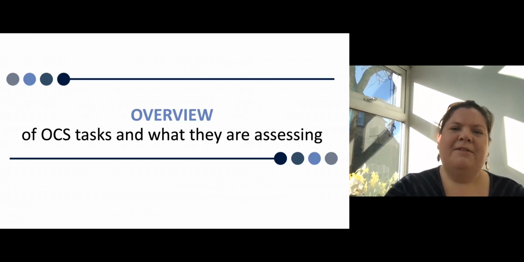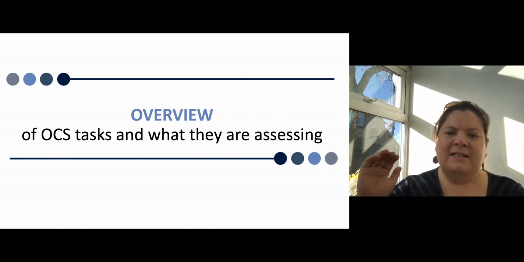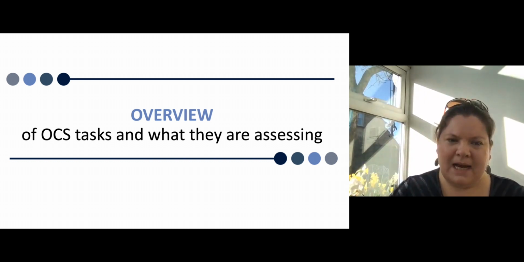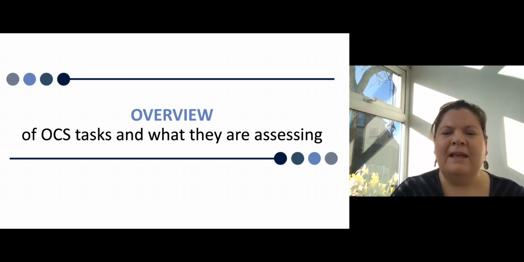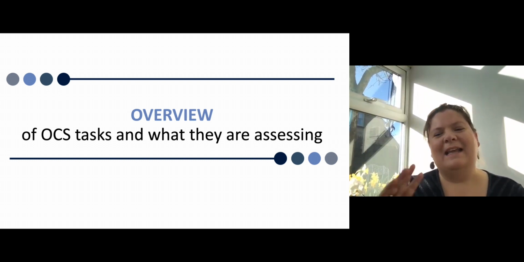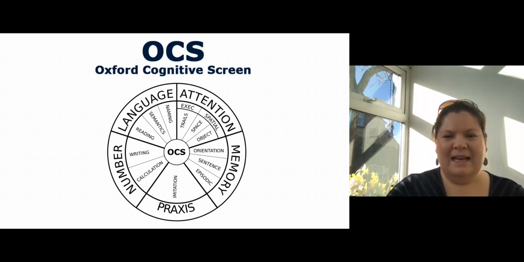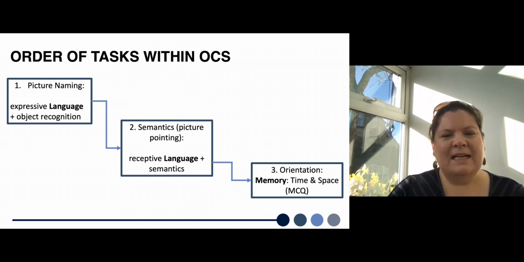So now for the final section, I'm just going to walk you through the 10 tasks. So the OCS consists of 10 subtasks, and I'll try and explain briefly why the order is what it is, and what each of these tasks are assessing. And then in a separate session, we'll go into more detail into how to actually do it. So again, here's the overview. Remember these domains: language, attention, memory, praxis, and number. These are the ones that are being assessed. And so it's set up like this.